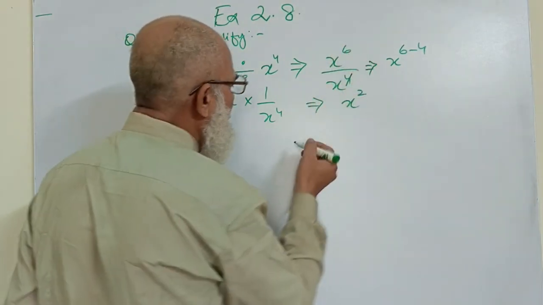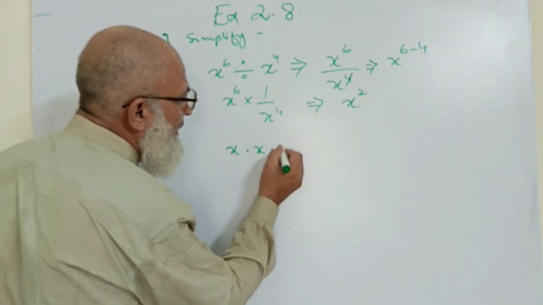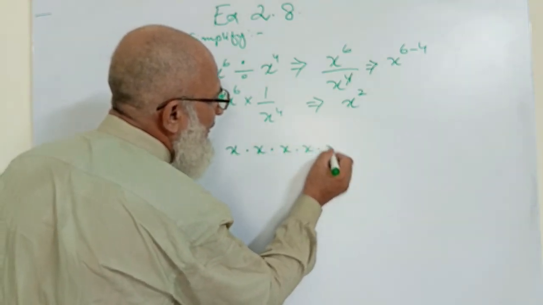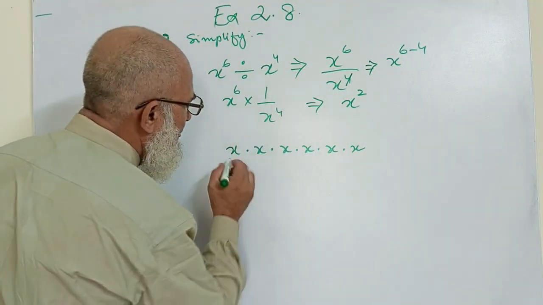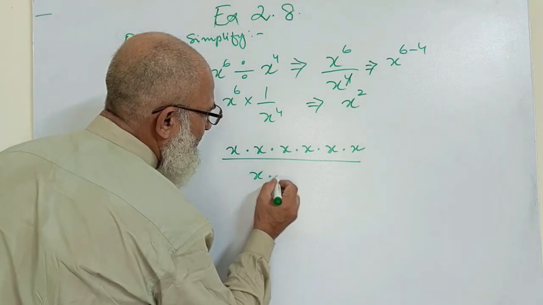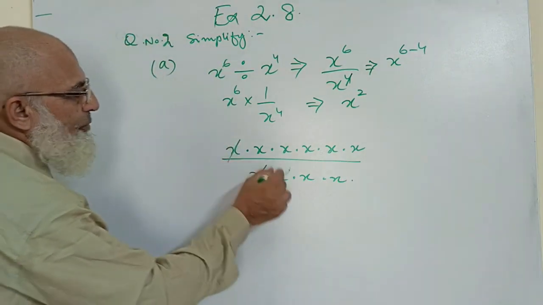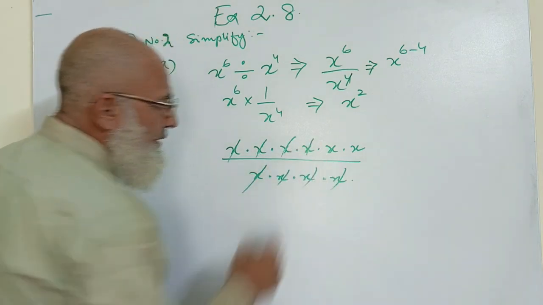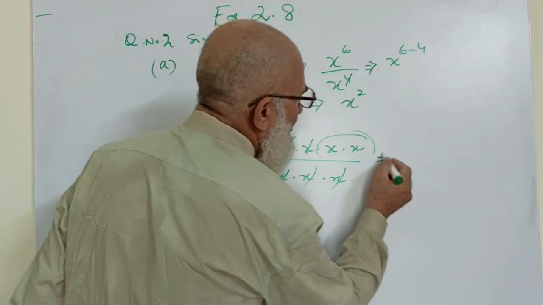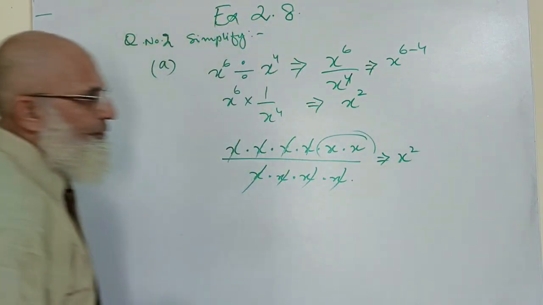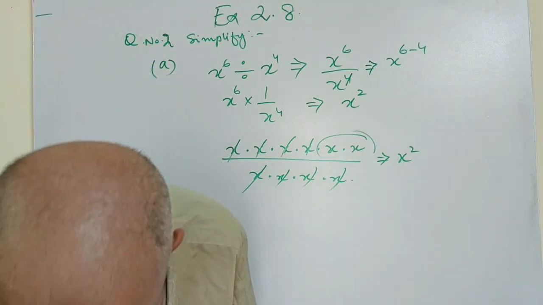So what have become? Let me do it in detail. x multiplied x multiplied x multiplied x multiplied x multiplied x, 1 2 3 4 5 6, and x multiplied x multiplied x multiplied x. Now you keep on cancelling. This is in detail. You don't have to write. So what we have come up with is x square only. So it is very easy. Nothing to worry about.